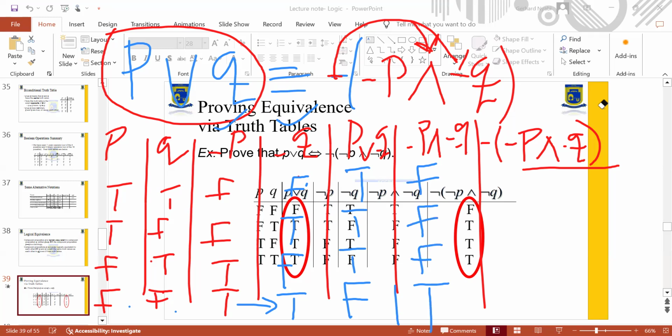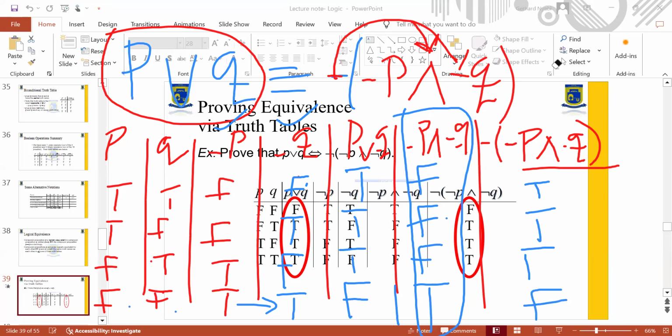Are we okay? So now we want to take the negation of negative P and negative Q. And this is the region for negative P and negative Q, right? Yes, sir. So negation of false will be true. Negation of true will be false. So as you can see, our final guy here is the same as this one.